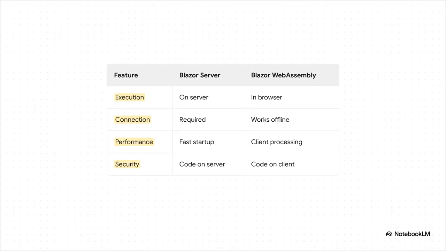And with Blazor, you get this really fascinating choice. You can run your app on the server, which is great for fast loading and keeping all your code super secure. Or you can run the whole thing right inside the user's browser with something called WebAssembly, which is amazing because your app can even work offline. It really just comes down to what's more important for your project, that server-side security or all that client-side power.